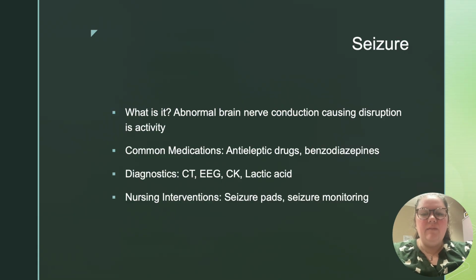Diagnostics, they'll probably do a head CT, an EEG, creatine kinase, so CK, CMP, and lactic acid. The big thing that you need to remember is seizure monitoring and seizure pads, so placing aligned pads along the bed, making sure that the patient gets up, and then reducing any stimuli that could potentially cause seizure.